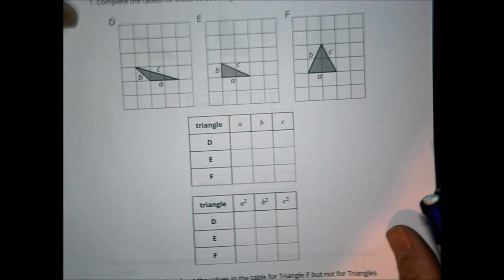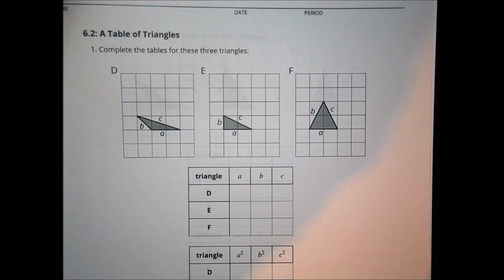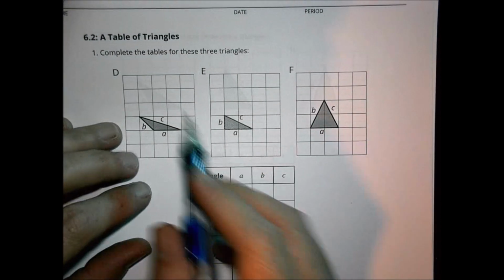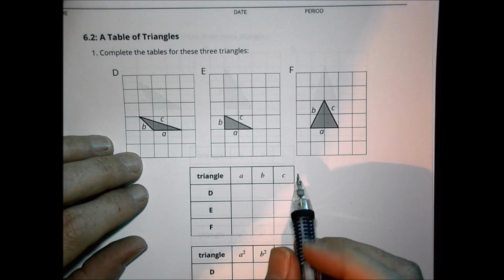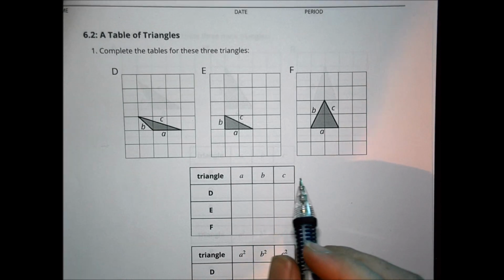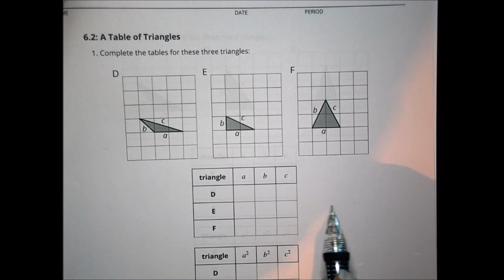All right, activity number 2 is called a table of triangles. And it wants you to complete the tables for these 3 triangles. All right, we have a triangle for D, E, and F. And what it's wanting you to do is look at the measurement for each one of these triangles here to figure out the lengths for the different triangles, okay?